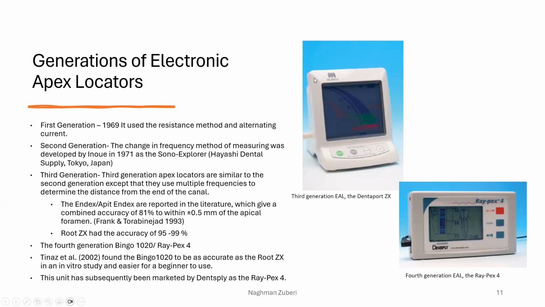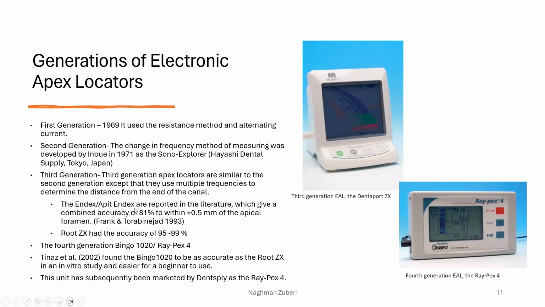Let's see how this system has been developed over the years. The first generation apex locators were introduced in 1969 and used the resistance method and alternating current. For the second generation, the change in frequency method of measuring was developed in 1971 as the Sono Explorer, Hayashi Dental Supply, Tokyo, Japan. Third generation apex locators are similar to the second generation except that they use multiple frequencies to determine the distance from the end of the canal.